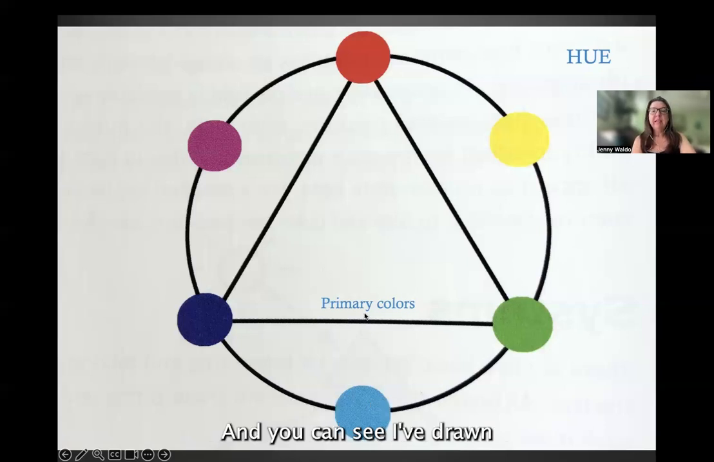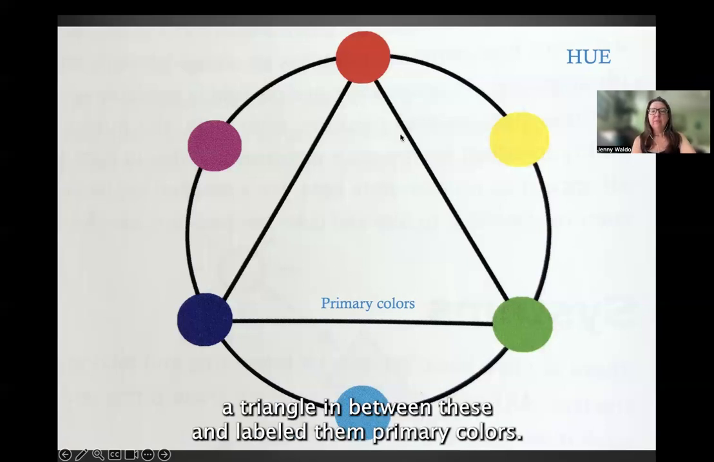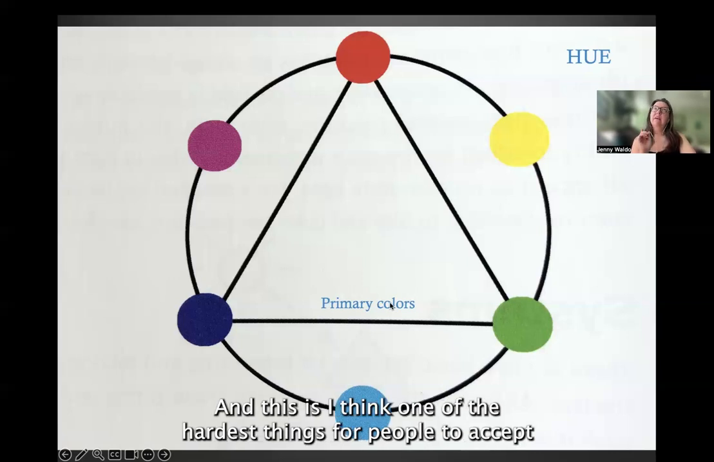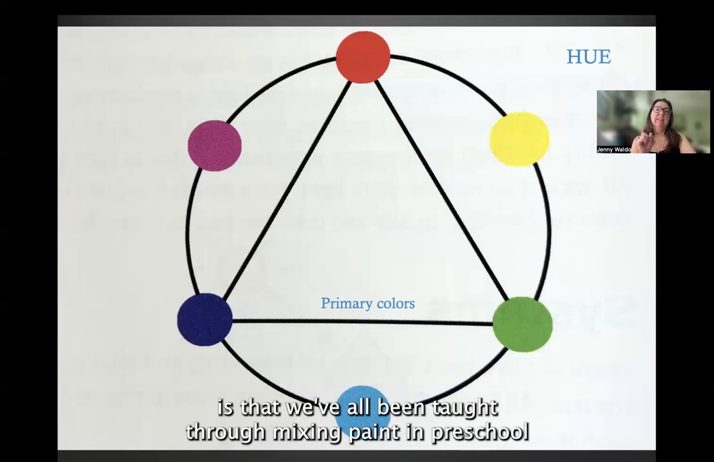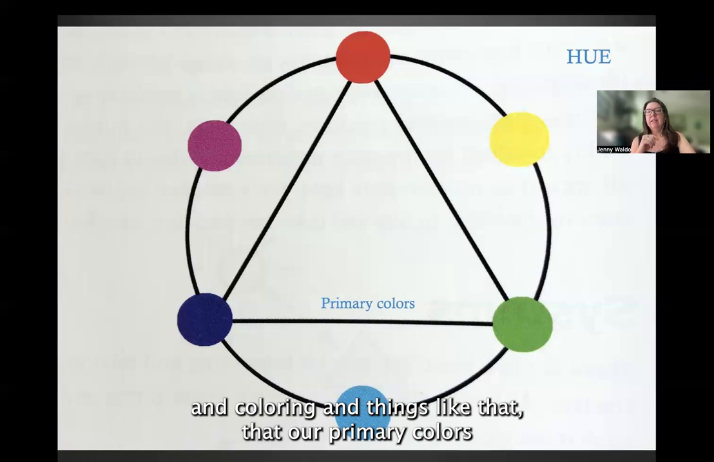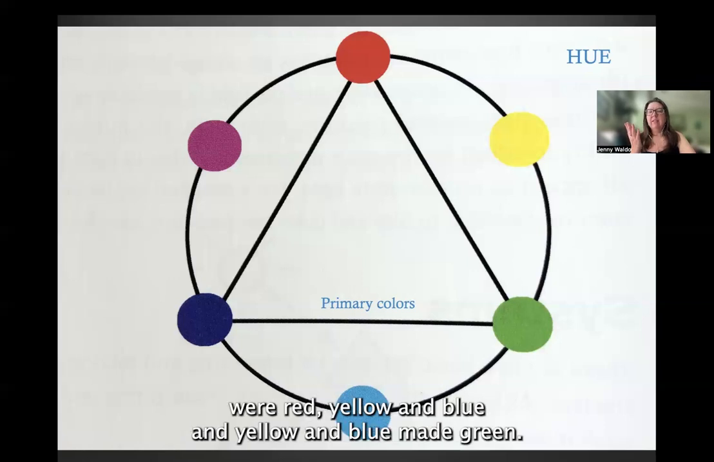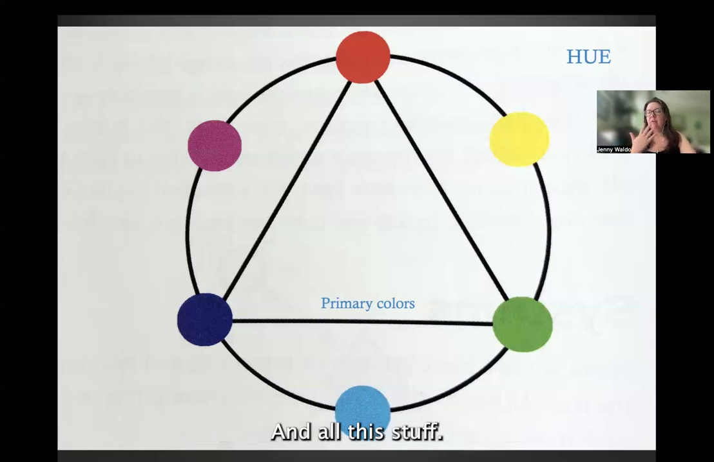And you can see I've drawn a triangle in between these things and labeled them primary colors. And this is, I think, one of the hardest things for people to accept: we've all been taught through mixing paint in preschool and coloring and things like that that our primary colors were red, yellow, and blue, and yellow and blue made green, and all this stuff.